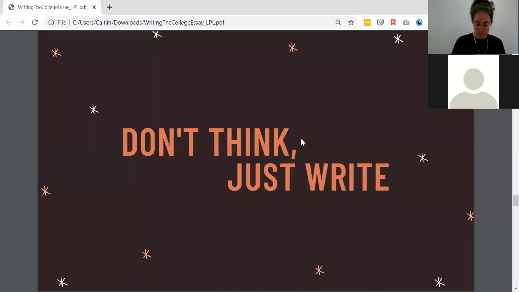And then the next part, you're just going to write. You just are going to write. And what that means is you're going to put your pen to paper or you're going to type. I like to do it longhand because there's less thinking involved. You're not going to use the backspace button. You're not going to erase. You're not going to cross things out. You're just going to write.